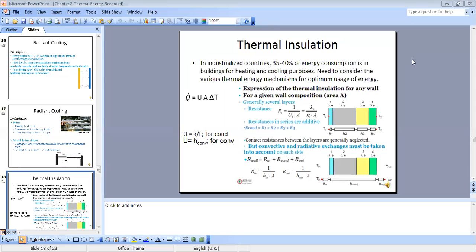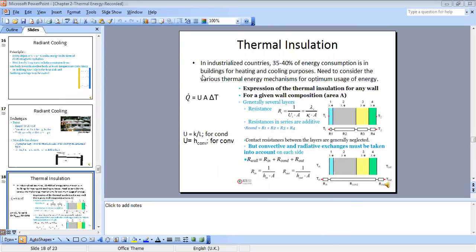So we need to consider the various thermal energy mechanisms for optimum use of energy. And one of the most important techniques is a proper construction of the building envelope. And this is done by putting several layers. As you can see in current buildings, we are using several layers in order to increase the resistance of the envelope. So how to do this? As you can see in this figure, we can have several layers, okay? And how to calculate the resistance of a layer?